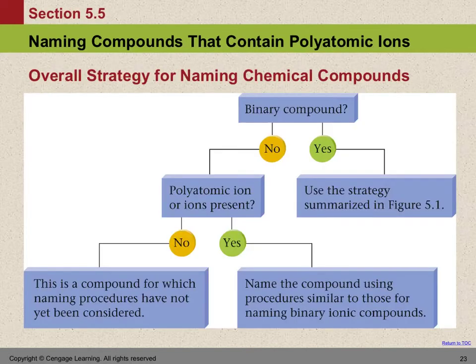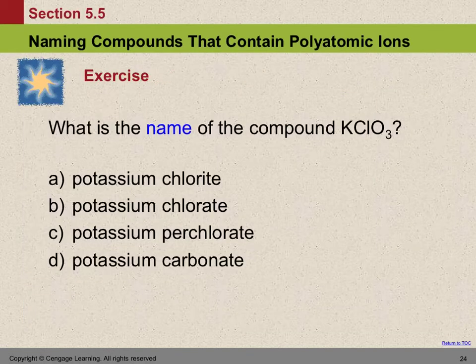So here is a flowchart for naming our polyatomic compounds. First we ask ourselves, is it a binary? Yes, then we go back to our type 1, 2, 3. If no, then we ask ourselves, is there a polyatomic ion present? Now you would recognize that ion because you will have memorized that table and know all the names. If there is, then it's very similar to our binary compounds with our cation first, then our anion.